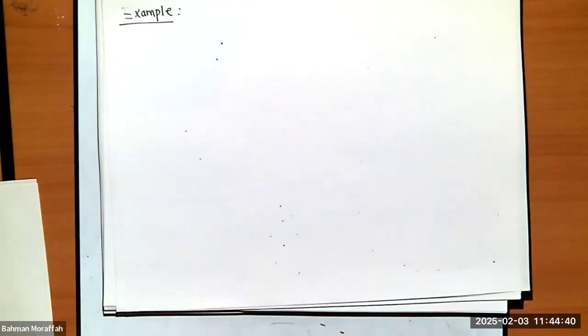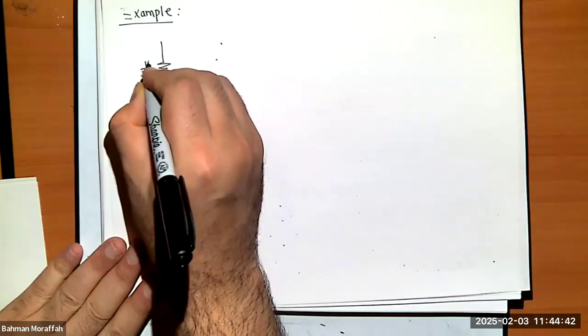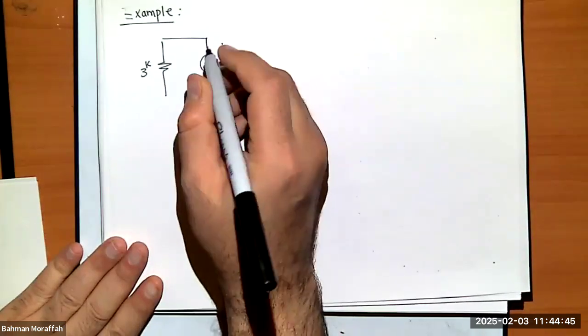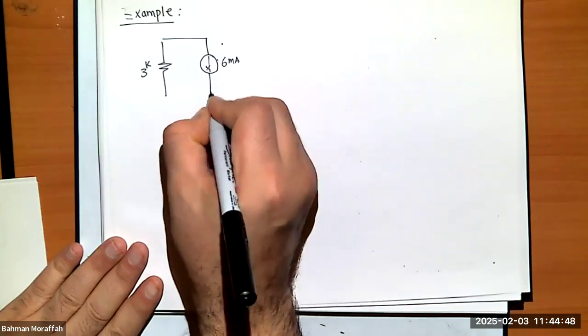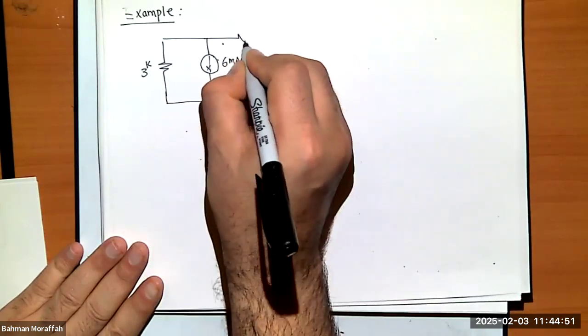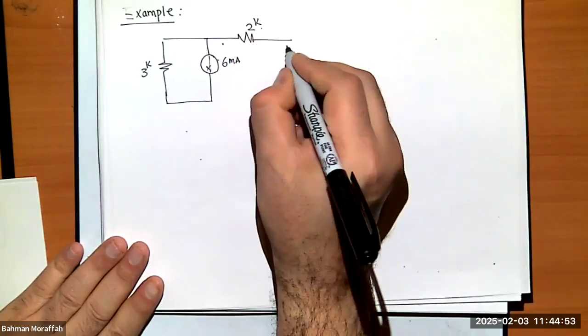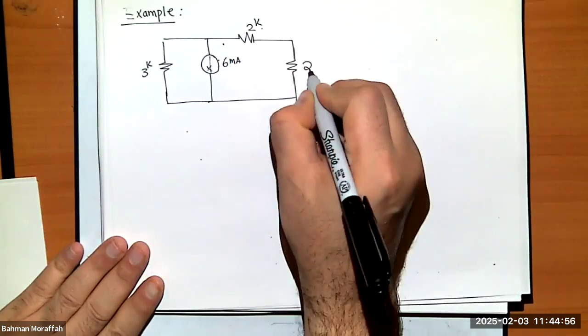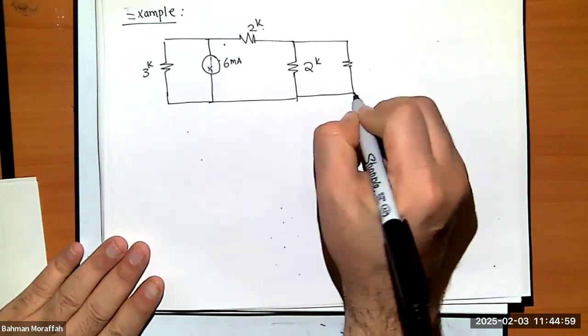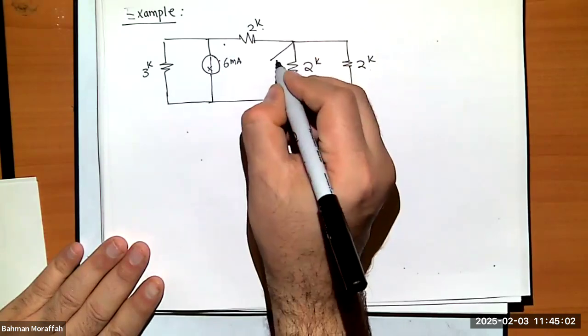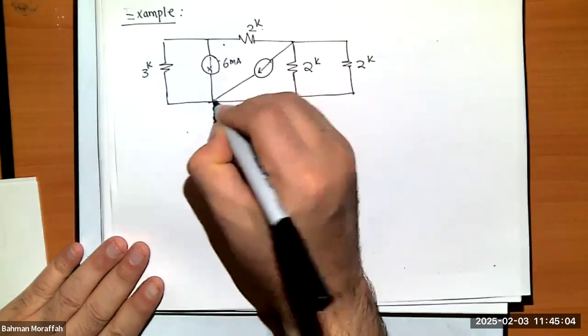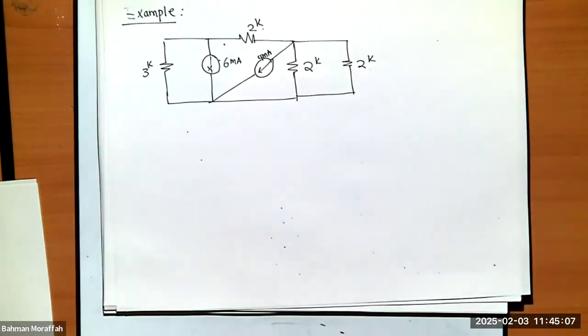Example. Let's just say I'm given this guy, 6 milliamps, 2K, another 2K, and another 2K. And let's just say I have another current source here with value 4 milliamps. Okay? Let's just solve for everything in this circuit using nodal analysis.